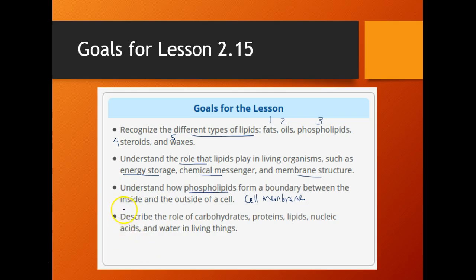And like the other lessons in this unit, you'll be able to describe the role of carbohydrates, proteins, lipids, nucleic acids, and water in living things. But obviously today we'll be focusing on lipids.